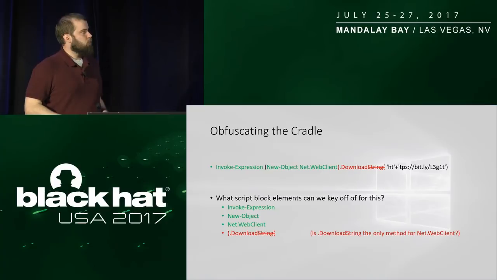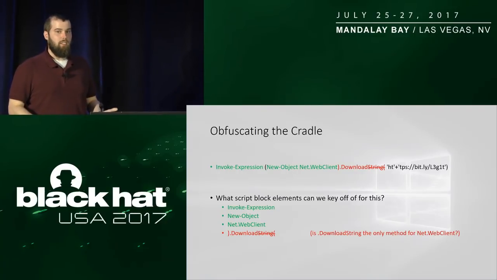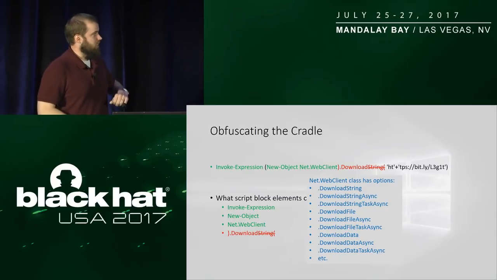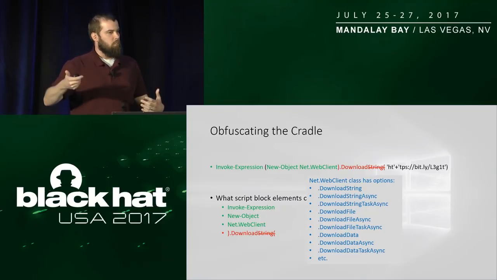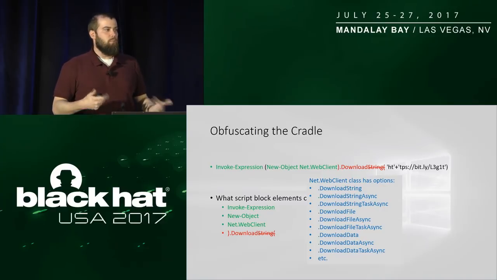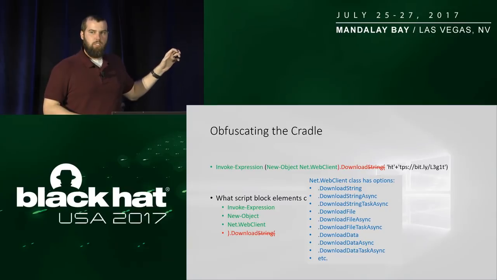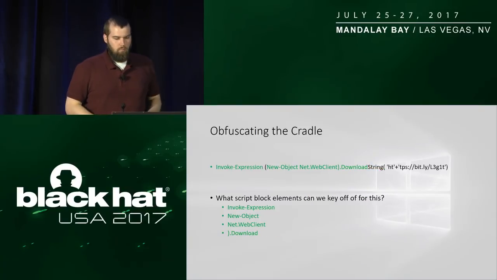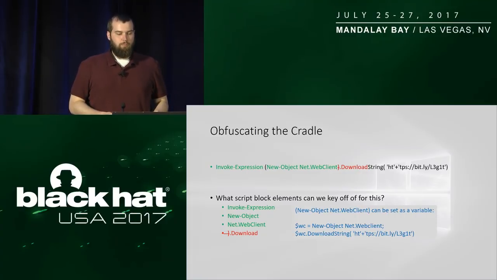So if you'll notice with download string, before we even apply any kind of syntax obfuscation, download string is just a method to the net.webClient class. But there's a lot of methods. In fact, here's just a partial list here. The main ones I would say to definitely keep in mind are download string, download file, and download data. Download file will download to disk. Download data will return a byte array. So maybe we can just cover all of these by saying instead of looking for .download string, let's just look for .download.